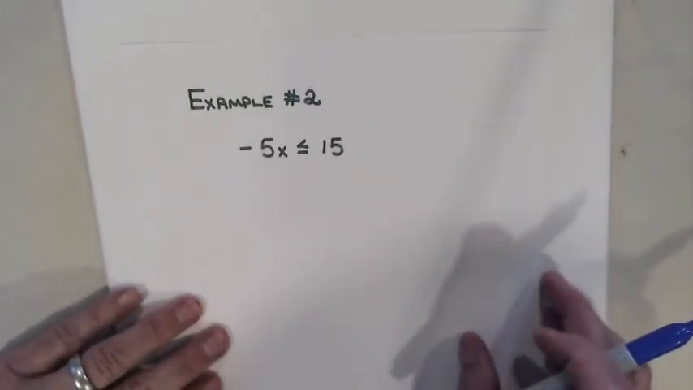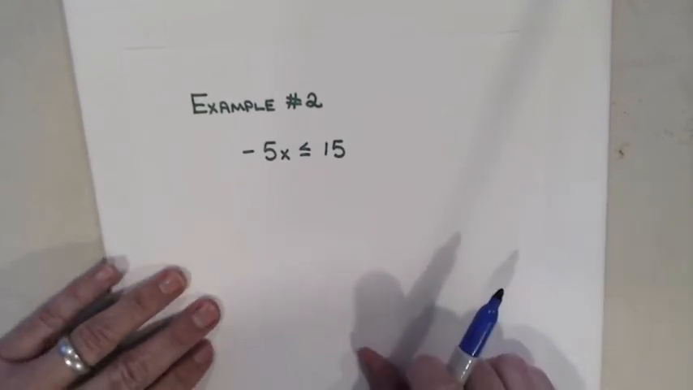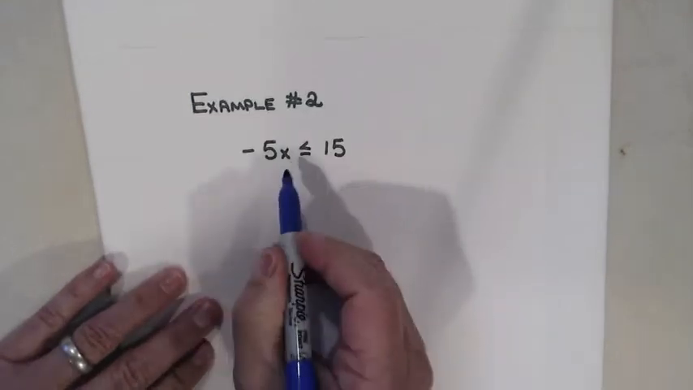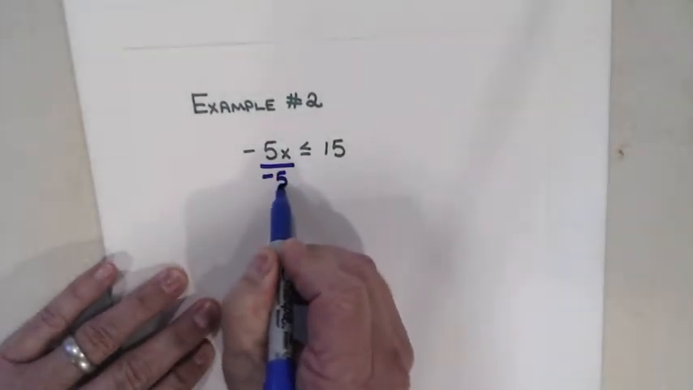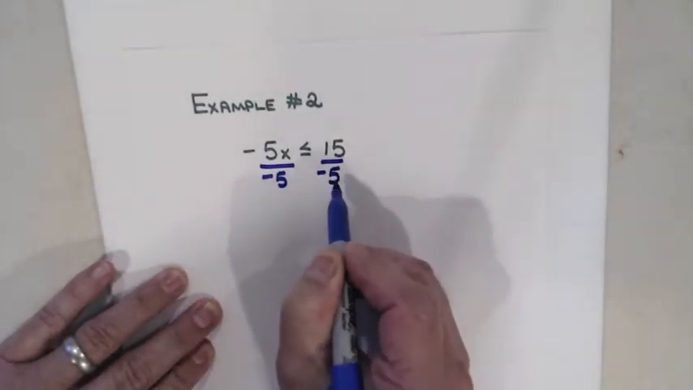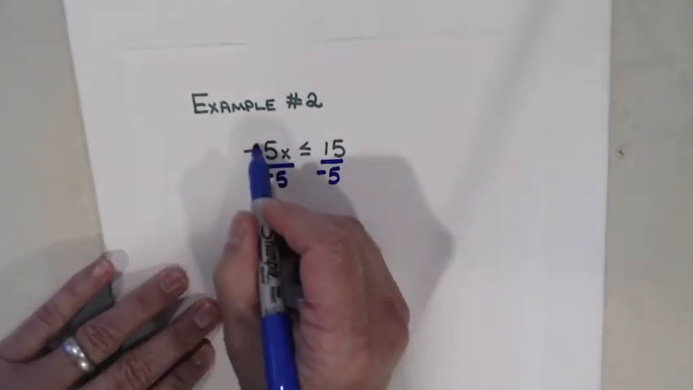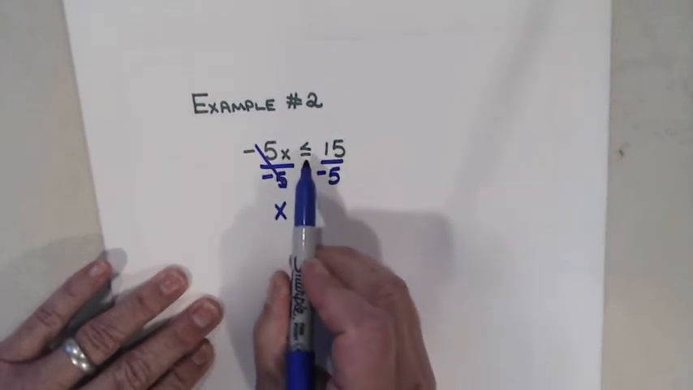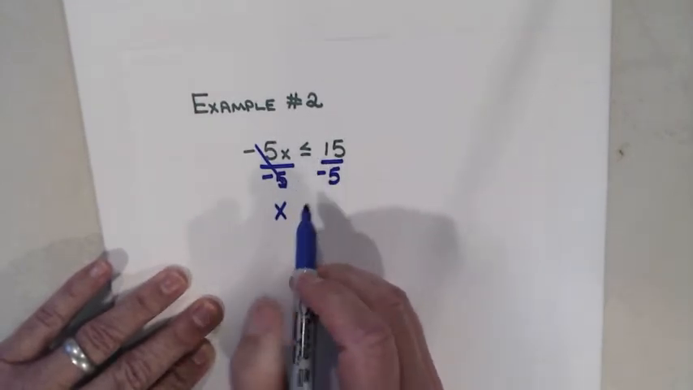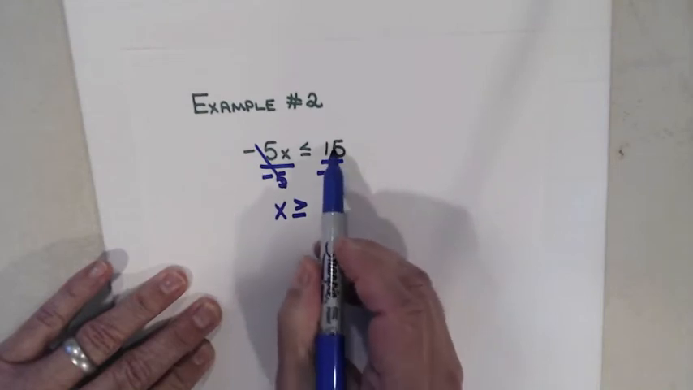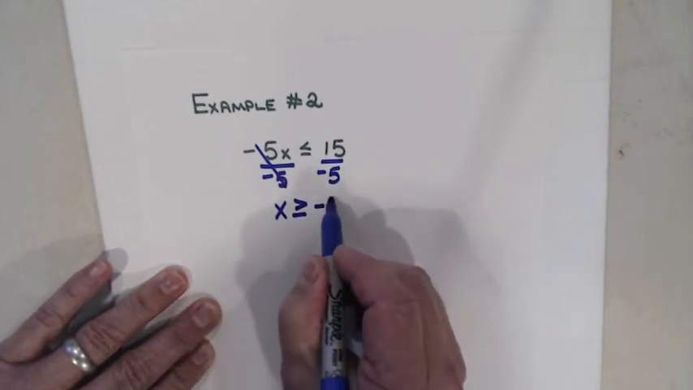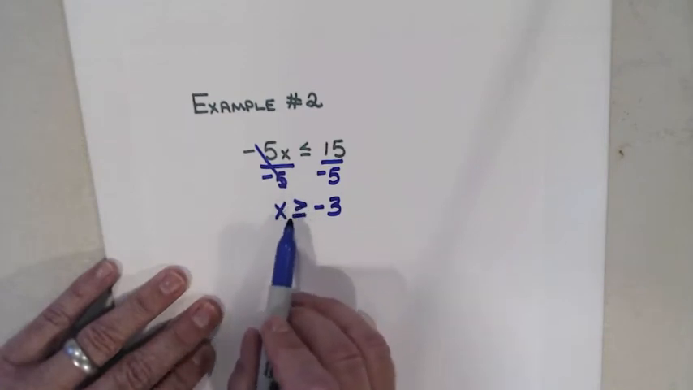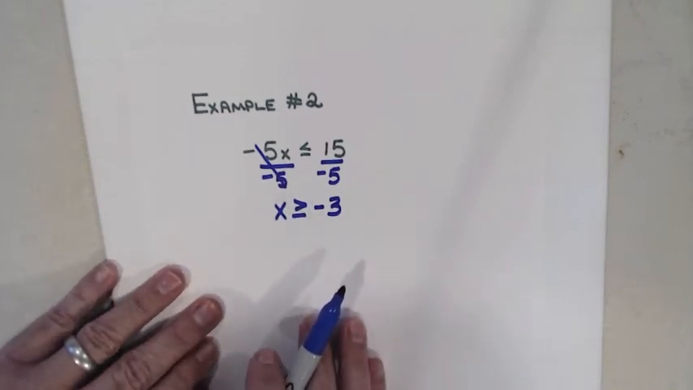Example number 2. Again, I'm going to solve this just like an equation. The opposite of multiplying by -5 is dividing both sides by -5. These cancel out. X, remember, if I divide both sides by a negative number, I need to make sure I switch that inequality symbol around. 15 divided by -5 is -3. X is now greater than or equal to -3.